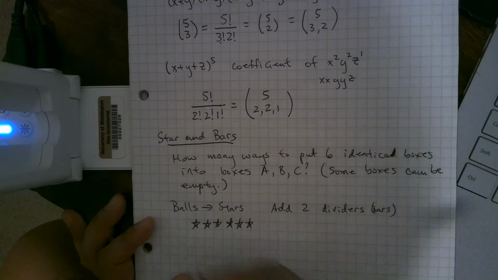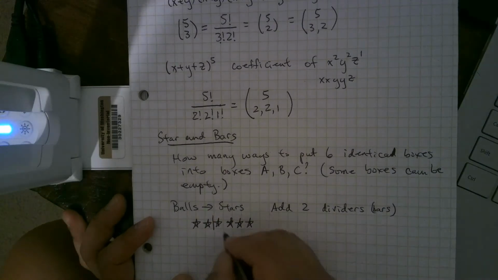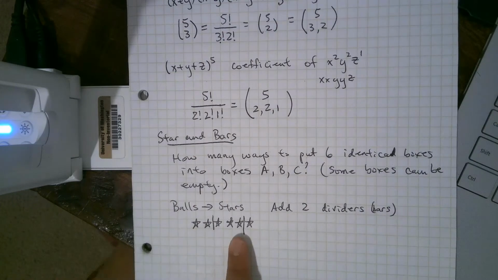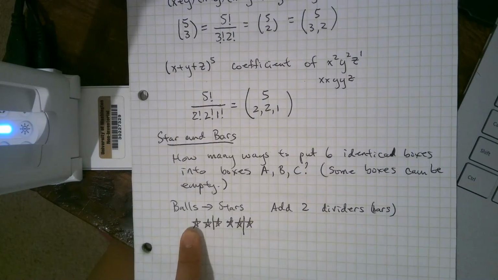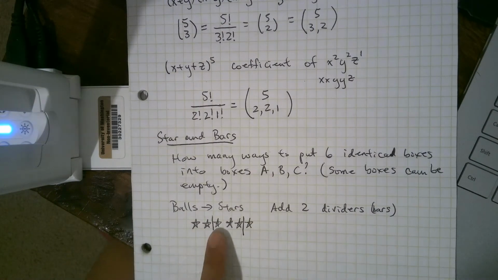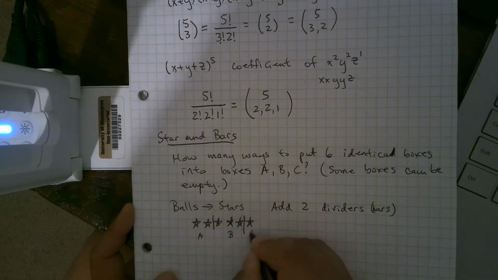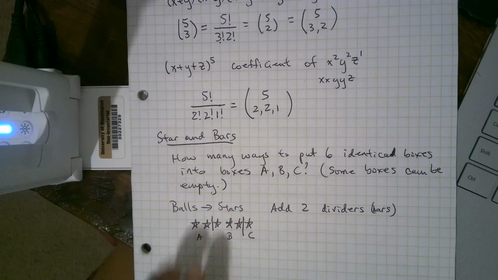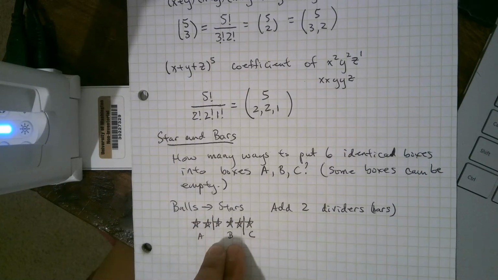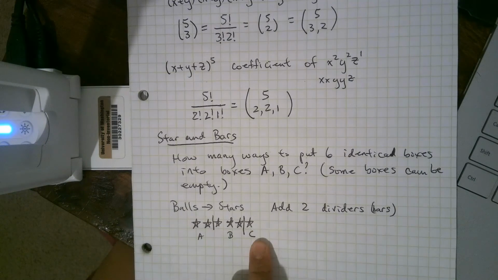And then what that does, let's say they go there and there. That means that everything before the first divider is in box A, everything between the 2 dividers is in box B, and everything after the last divider is in box C. So you've got 2 balls in box A, 3 balls in box B, 1 ball in box C.